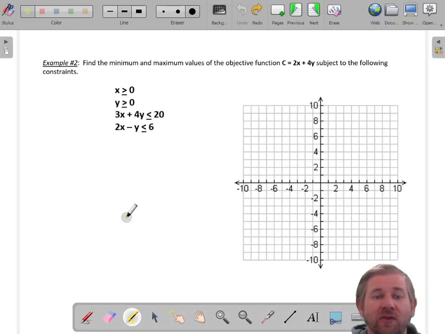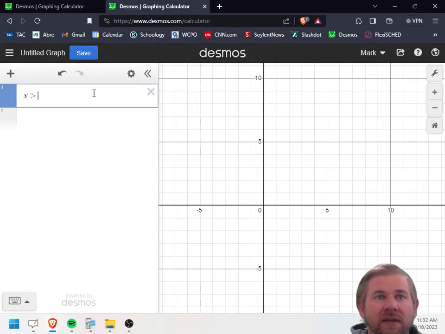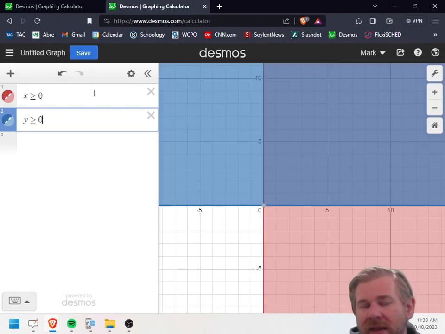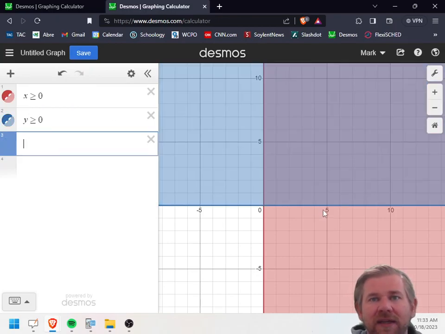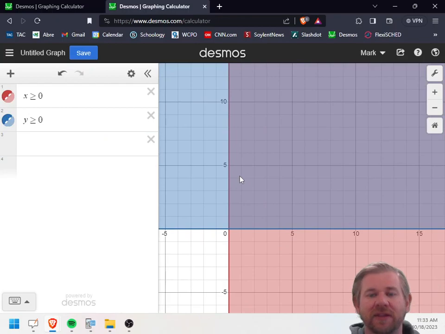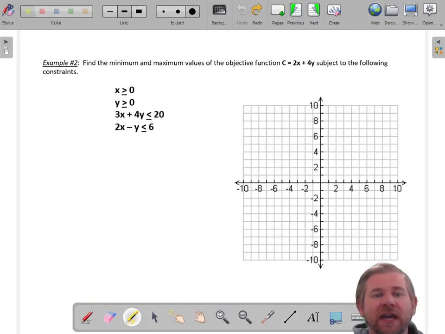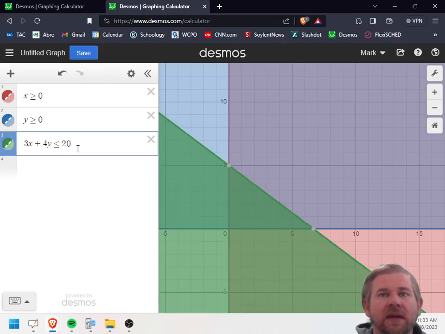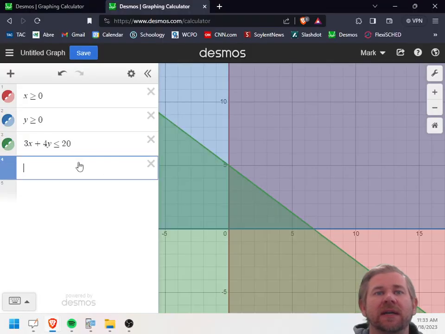X is greater than or equal to 0, and y is greater than or equal to 0, which are very common constraints. This is basically just saying you have to do positive things. You're not going to lose anything. Nothing's going to be negative in this problem. And my other constraints are 3x plus 4y is less than or equal to 20. And the last one, 2x minus y is less than or equal to 6.